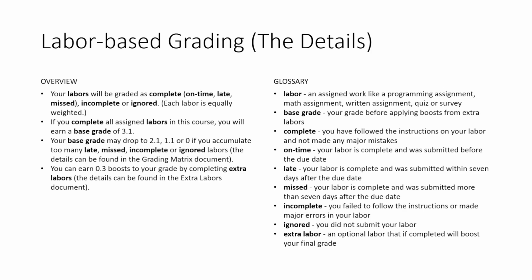Or a 3.1. So that's the next point here, which just says that if you complete all of the labors in the course, you just get a 3.1. And that's just a nice, easy way for students to know where they stand in the course. If they're on track for completing all of the labors, then they should be comfortable that they're going to get that 3.1. And there's not usually any surprises that come out as a result.